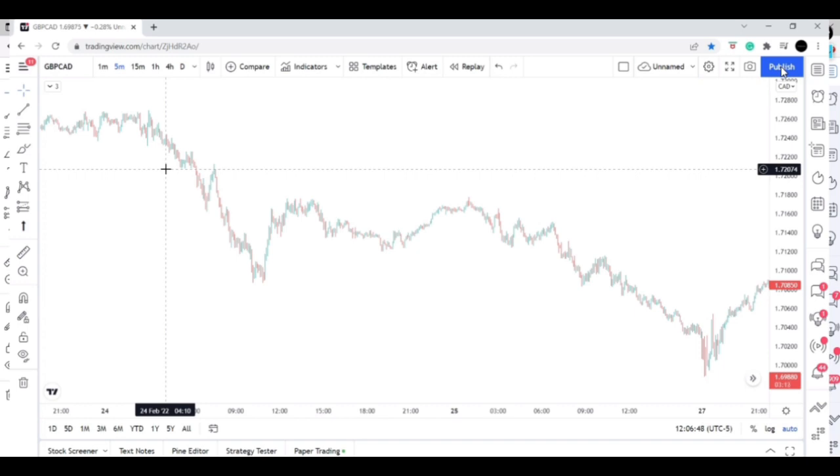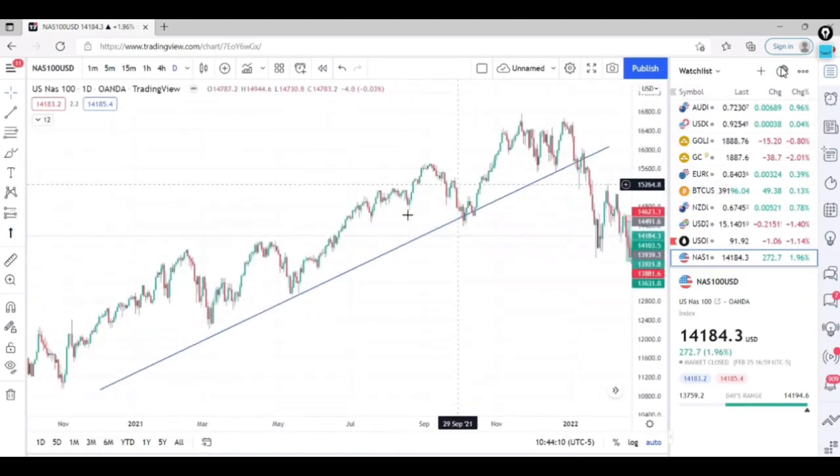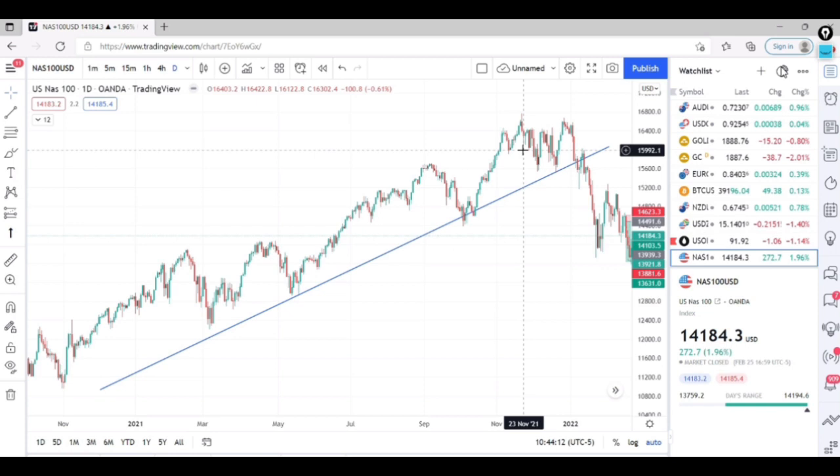Now, a bullish market is when the market is going up, making higher highs and higher lows. Again, we're going to talk about that later. So that is the candlesticks, time frames, and going long and going short.